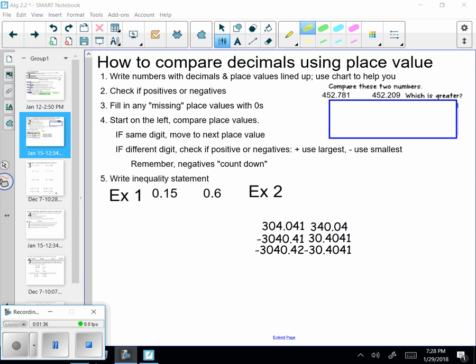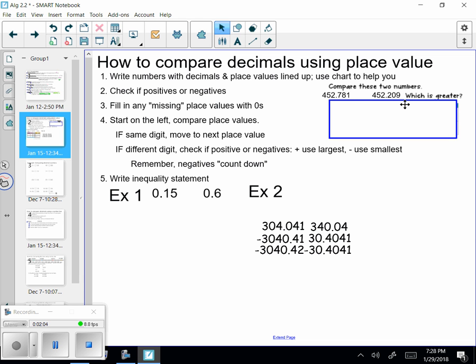Let's look at an example. In the top right-hand corner, I have two numbers, 452 and 781 thousandths. I also have 452 and 209 thousandths. Remember, "and" only means your decimal. So which of the two numbers is greater?